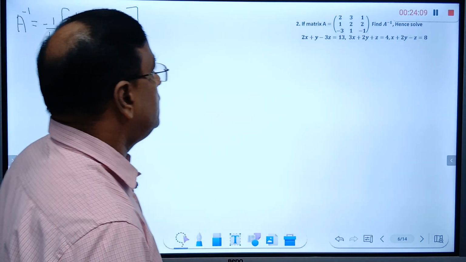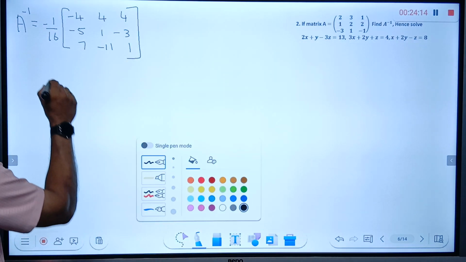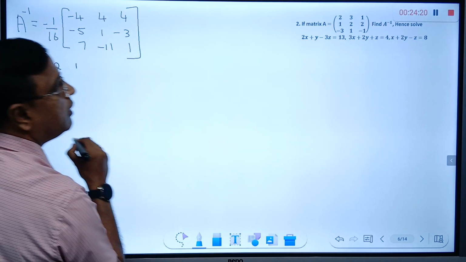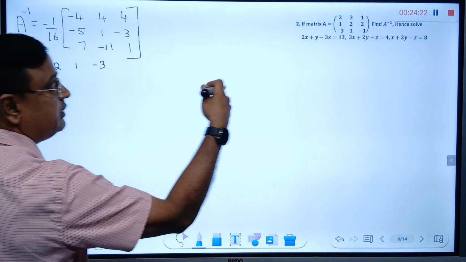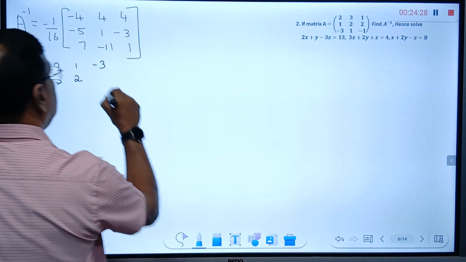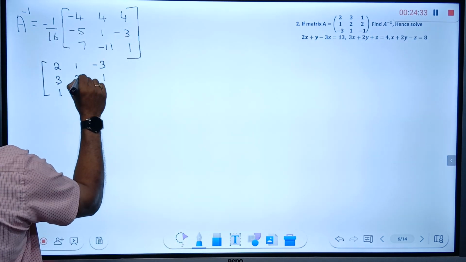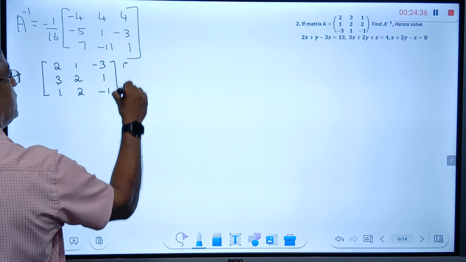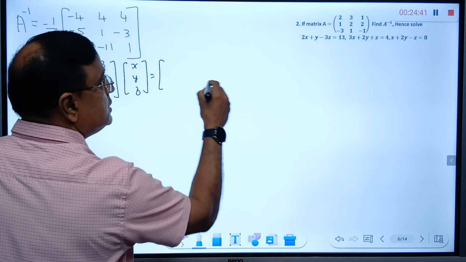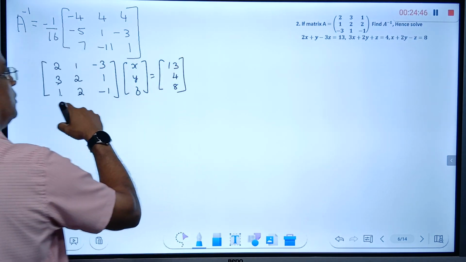Okay, I have done. Now, look at the equation. As usual, what we'll do, write the coefficient of x, y, z. What is the coefficient of x, y, z? 2, 1, minus 3. That is why it's different type. Then it is 3, 2, 1, followed by 1, 2, minus 1. And obviously, you know now it is x, y, z and equal to constant. What is the constant here? 13, 4 and 8. I think all this is clear.